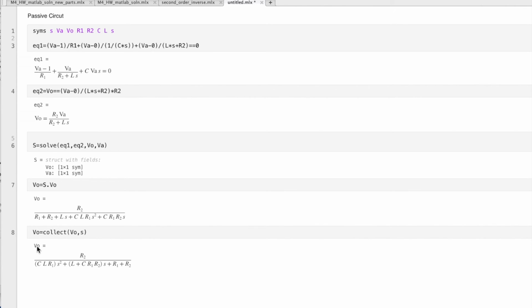So this is actually the Laplace transform of the impulse response, which is the same thing as the transfer function. I collected on the variable s, and you can see it's a ratio of polynomials just like we expected. Hopefully you can appreciate the power of this technique, especially if you use Matlab to crank through the nasty algebra. So that gives us a model for a circuit.